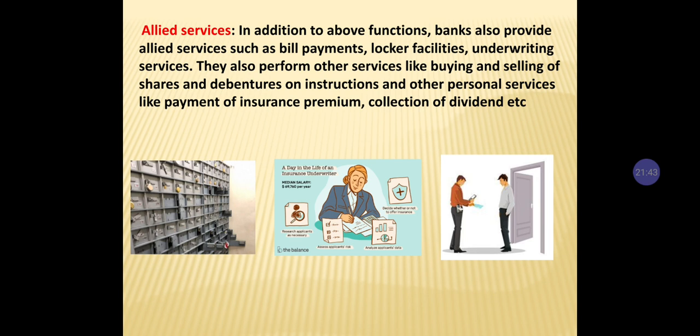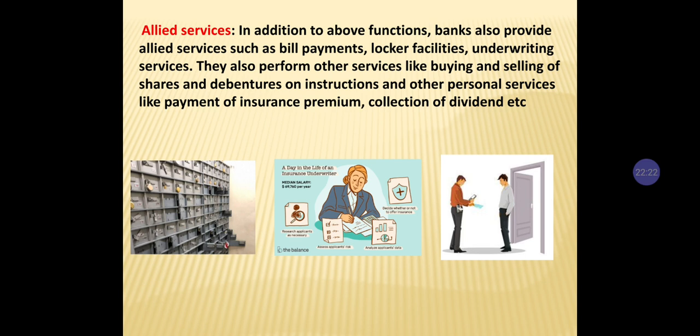Next, ancillary services. In addition to the above functions, banks also provide ancillary services such as bill payment, locker facility, underwriting services. They also perform other services like buying and selling of shares and debentures on instructions, and other personal services like payment of insurance premium, collection of dividend, etc. So ancillary services are another type of business, an additional type of business.